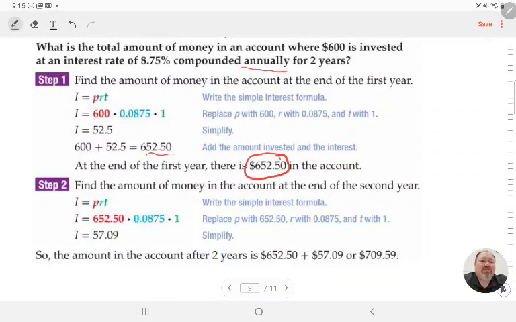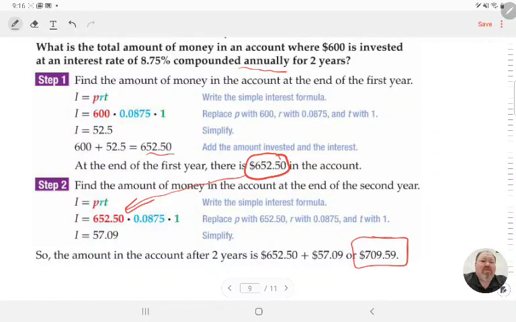So now, since it's 2 years, I have to do it again, but instead of starting with $600, I'm going to start with $652.50 because that's what's in my account at the start of the second year. I still use the same interest rate. I still use 1 as time because it's compounded annually. And when I multiply those three together, I get $57.09. Add that to $652.50. I now, at the end of 2 years, have $709.59. Okay?